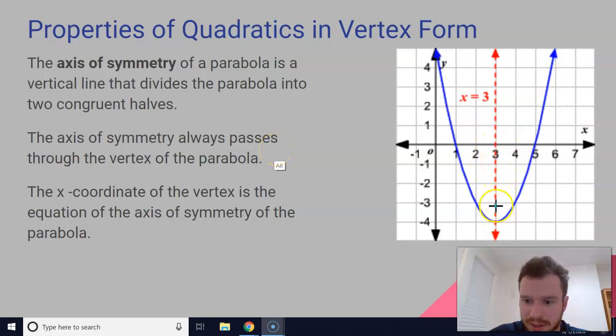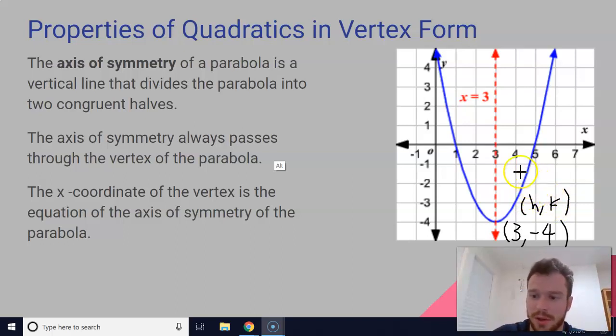So this vertex has the coordinates (3, -4), and the axis of symmetry is defined by the line x = 3. Now remember, the vertex has coordinates (h, k), that's the general form of the vertex. So we can say x = h because x = 3. So the x-coordinate of the vertex is the equation of the axis of symmetry of the parabola. We see that line defined by x = 3.